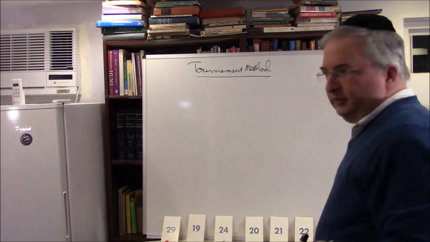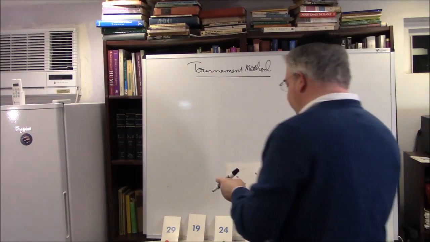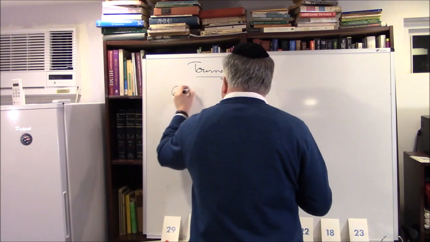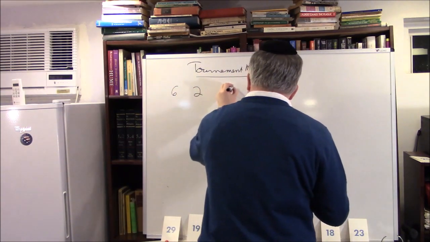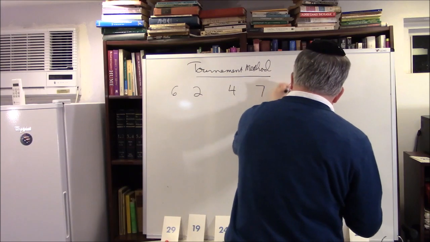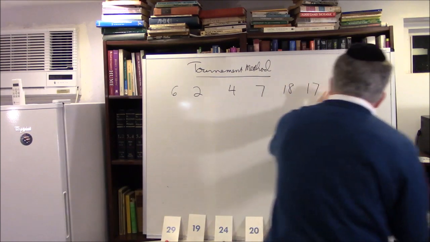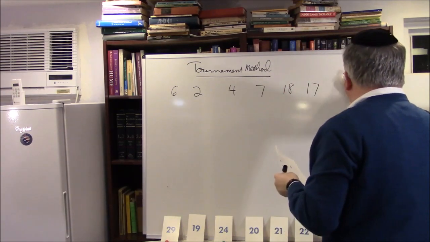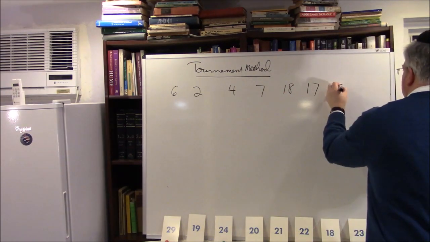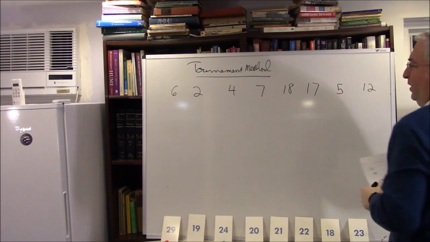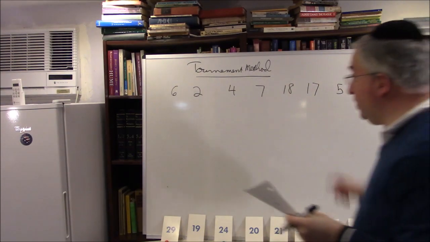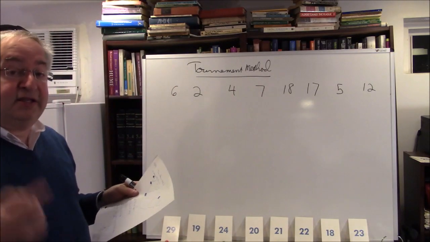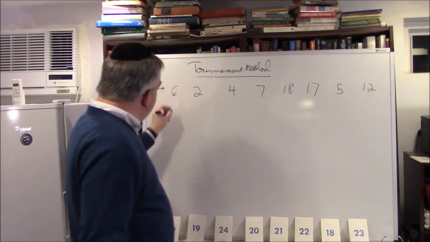And it goes as follows. This is the way it's done. This is exercise 9.1-1. 6, 2, 4, 7, 18, 17, 5, whoops, 5 and 12. Okay. Now you want to find from these 8 numbers the best and the second best. So here's what you do.